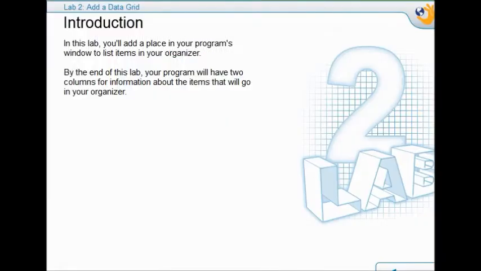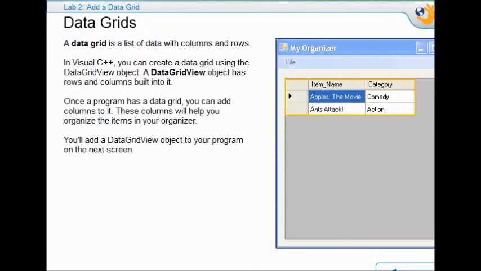Okay, in lab 2 we're going to add the columns so that you can start putting in the things you're going to organize. The next object we're going to add is called a data grid. Data grid is just a list with columns and rows. Just like, you know, if you use Excel or maybe if you used Access, a database, you have columns and rows where you can add information. Well, that's what a data grid does.